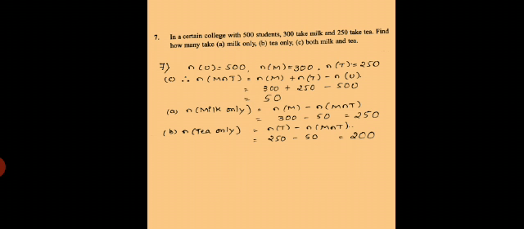Next question. In a certain college with 500 students, 300 take milk and 250 take tea. Find how many take milk only, tea only, both milk and tea. From the same data, we have to find three different answers. So, according to the data, let's start writing the notations.